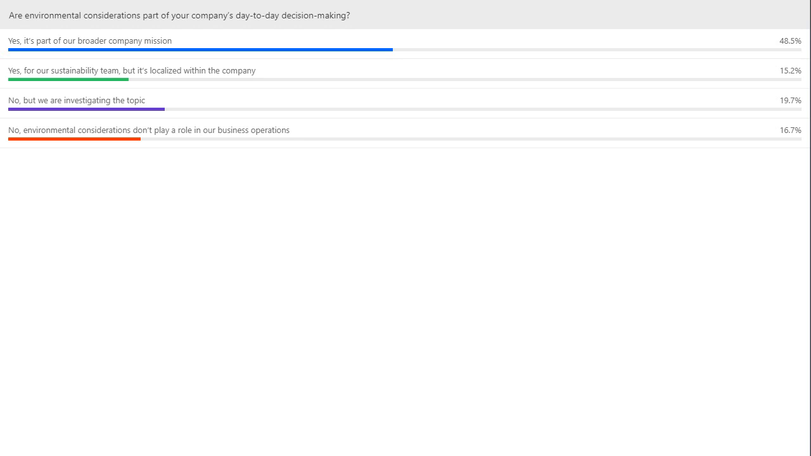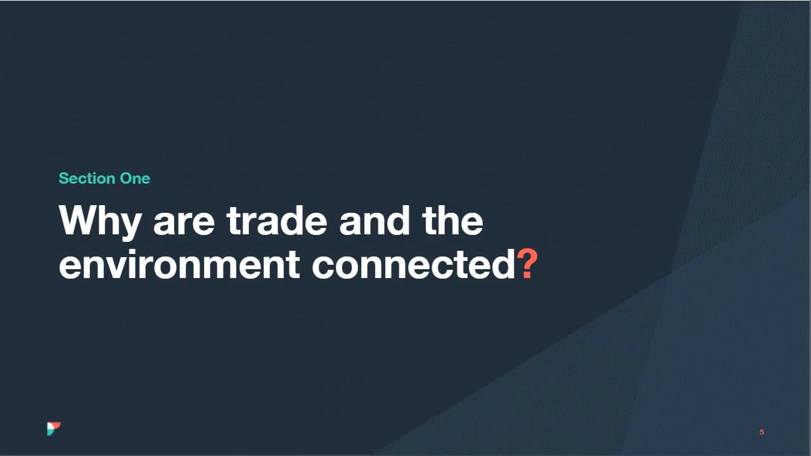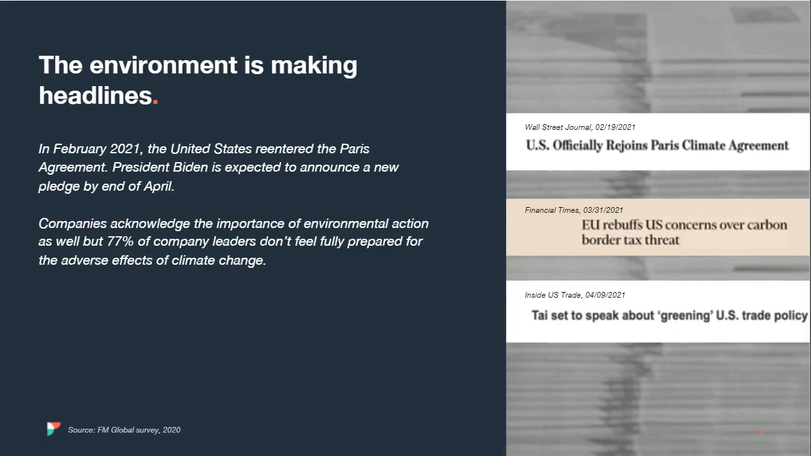All right, so let's jump into the substance. Question is, why are trade and the environment connected? And just as background for this, and a little bit of a reason why we're taking this on today, there has certainly been a renewed vigor in addressing these issues. Not only the issues individually, so here we show you a headline about the U.S. officially rejoining the Paris Climate Agreement, but also taking on this intersection between trade and the environment.